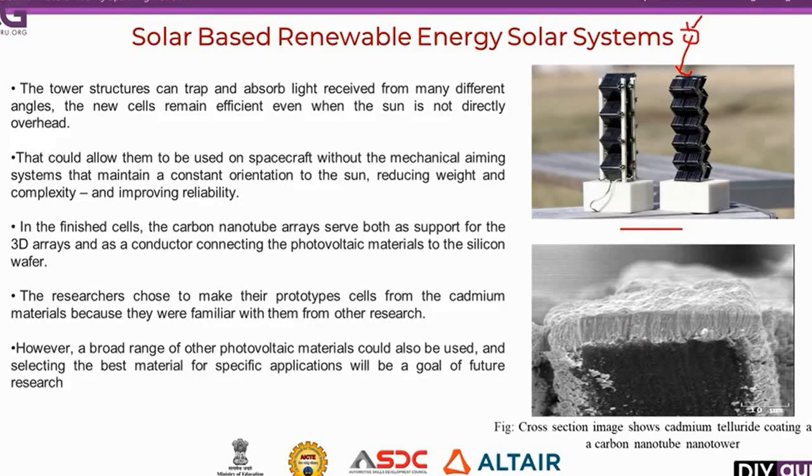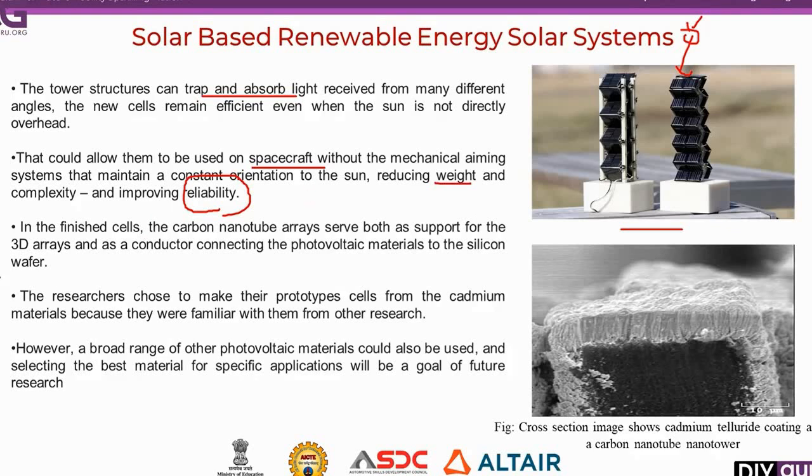This is the cross section view of the 3D solar cell. The tower structure can trap and absorb light received from various different angles, as shown here. So this could allow the spacecraft to operate without any mechanical system to track the sun. Normally we use a solar sun tracking system, but we never require any mechanical system to track the sun within this setup. So this may improve reliability, and it also reduces the weight and complexity of the system.